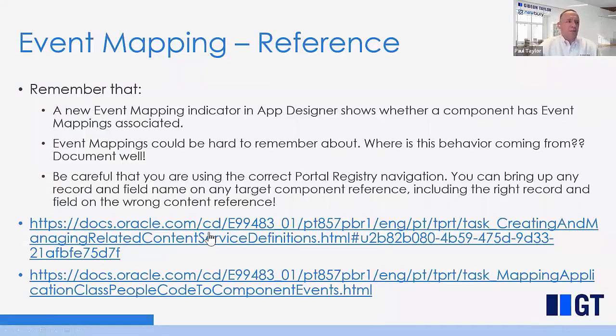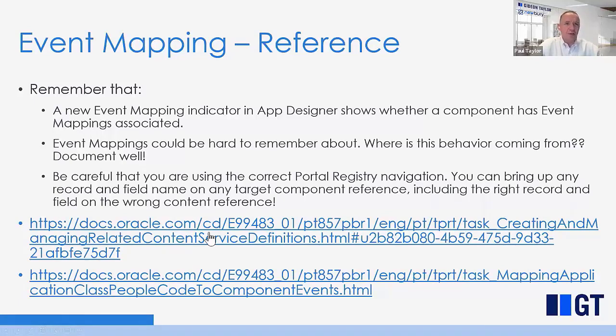So here are some reference materials, a few last things to remember. One of the things I worried about when event mapping first came out is, how are you going to remember where that behavior is coming from? Make sure that event mapping is part of an initiative, that you approach it in an intentional way, and document it well. If you only use it once and never tell anybody or make any record that you did it, no one's going to be able to find it again, and it'll probably get lost in an upgrade or something. So make sure that you're using the correct portal registry navigation.